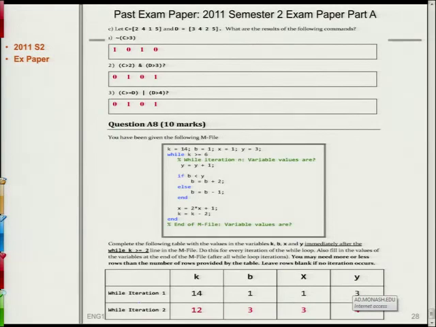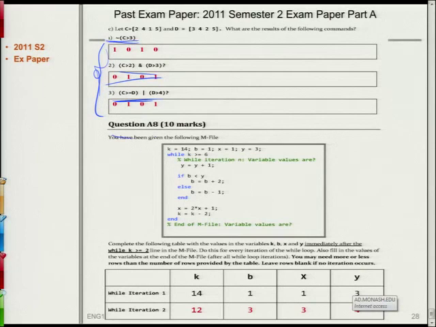This is the rest, relational operators and logical operators. These 3 you can compute directly, so I leave them for you to do after class. This is very easy computation.